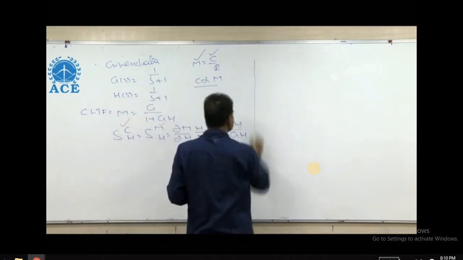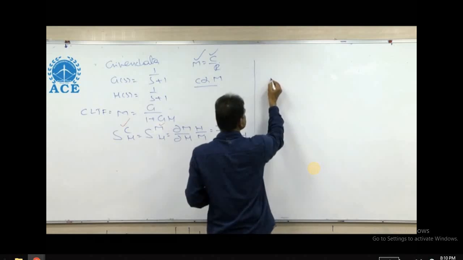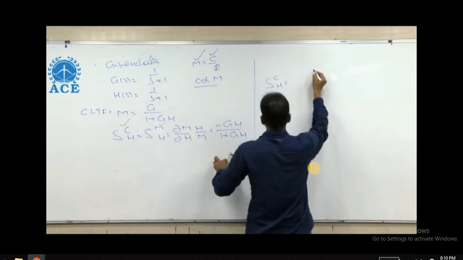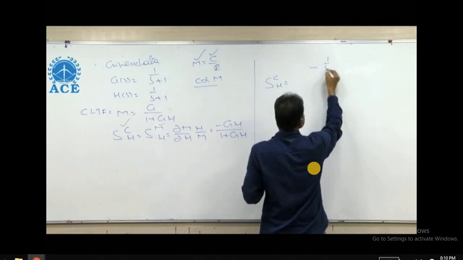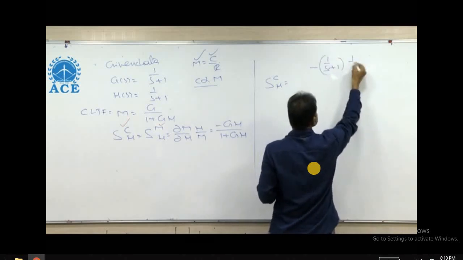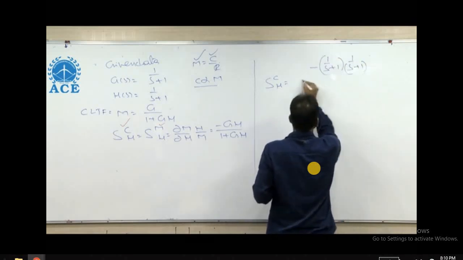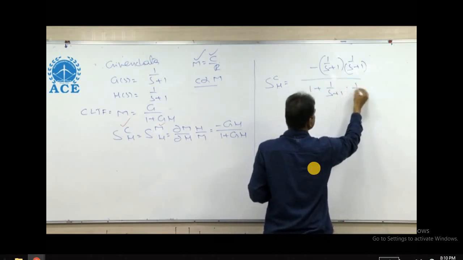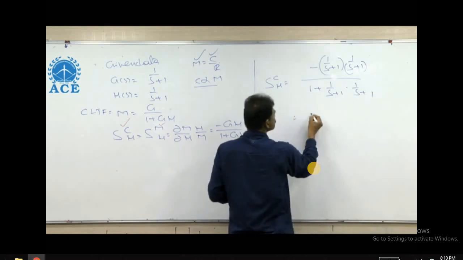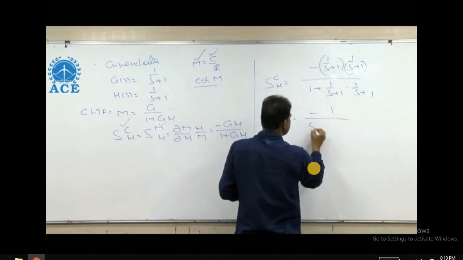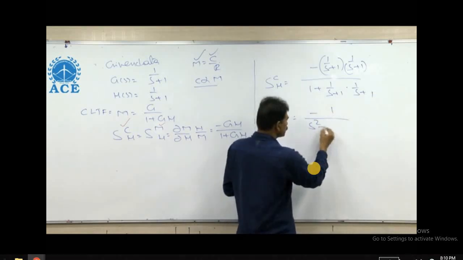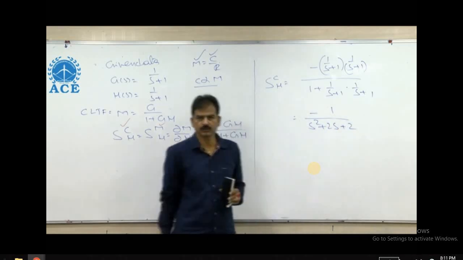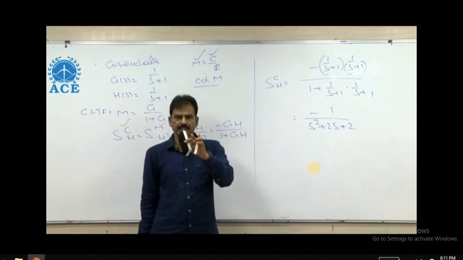By simple substitution, sensitivity of C to H is equal to minus 1 by s plus 1 times G, where G is 1 by s plus 1, divided by 1 plus GH into 1 by s plus 1, which gives minus 1 by s square plus 2s plus 2. We are going to get s square plus 2s plus 2.